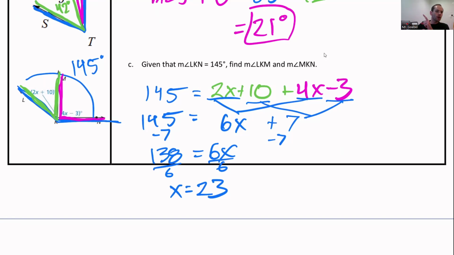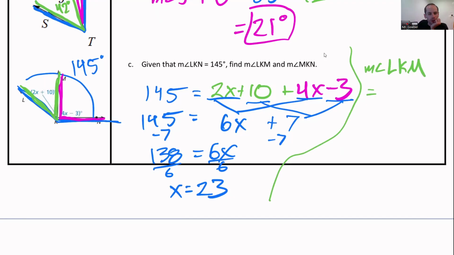I am not done yet, though. Why? Because the question, you double check the directions, they didn't say to solve for x. They said find the measurements of these two other angles, right? Let me draw a line off to the side here. I need to get the measure of angle LKM.